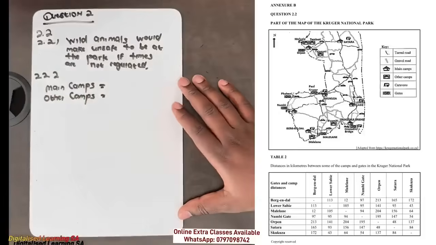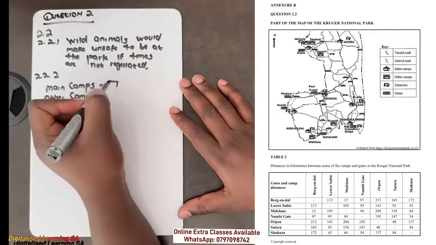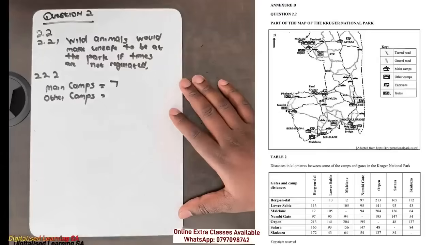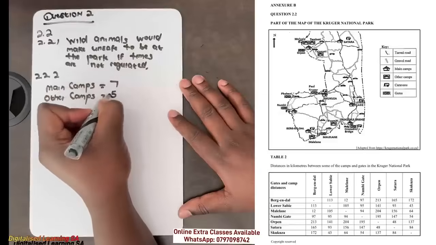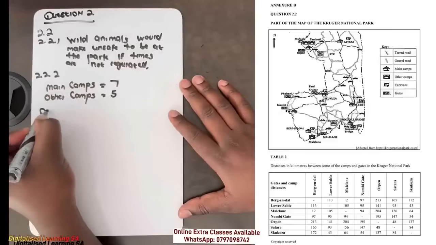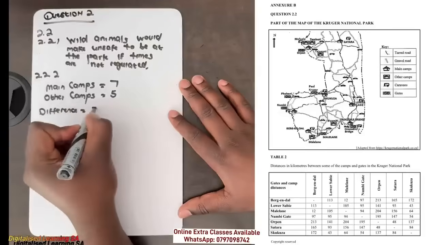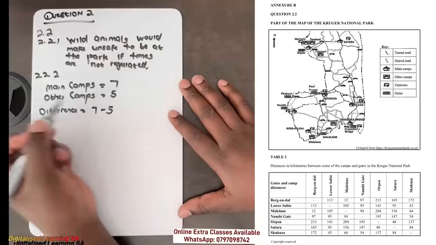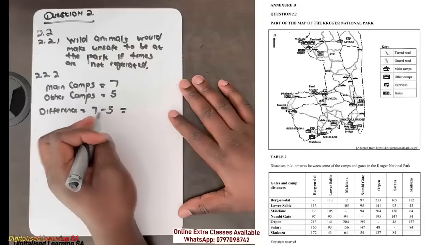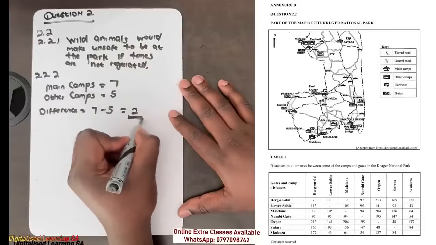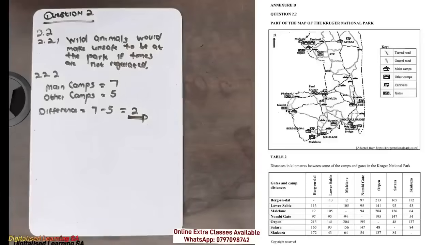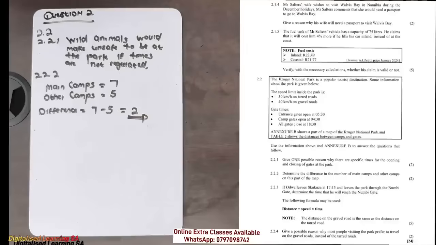If you look at the symbol for main camps, you will see that there are 7 main camps on the map. When you calculate, you'll see that there are 7 main camps, and then there are 5 other camps. The question asked us to find the difference between the two. So the difference will be 7 minus 5. If we take 7 minus 5, we get 2, meaning that our answer will be 2. Straight to the point.